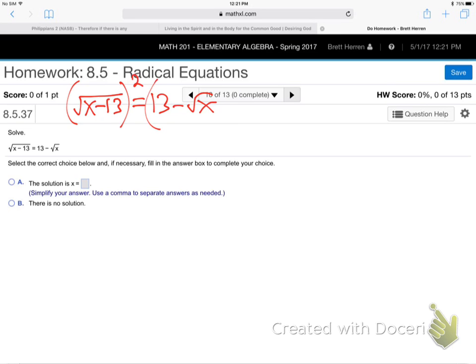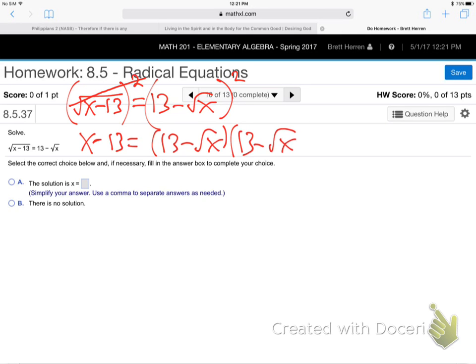Parenthesis, 2 power. Parenthesis, 2 power. Okay, what happens? Rooting cancels squaring. Good to there? But on the next one you have to distribute. Good job. 169. You have to write 2 of them like that. Remember, you always have to write 2 of them like that.